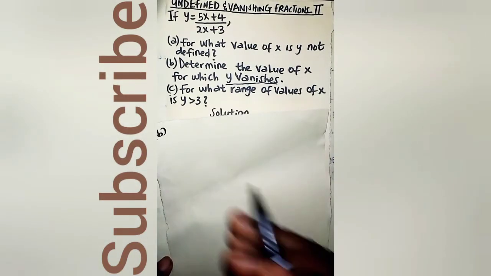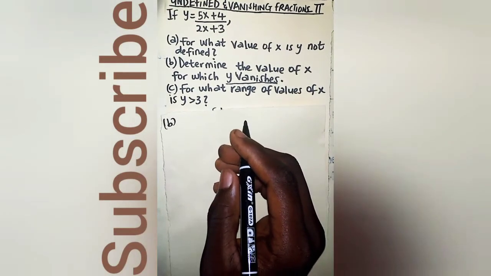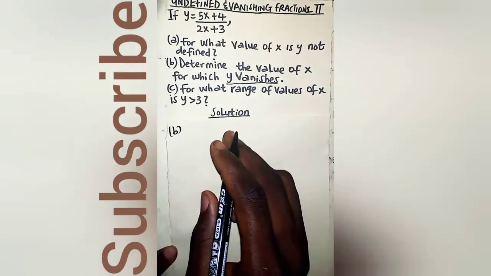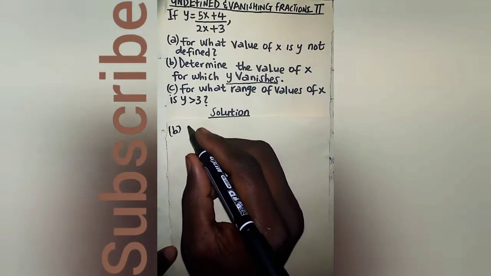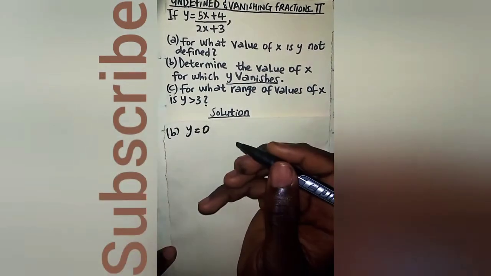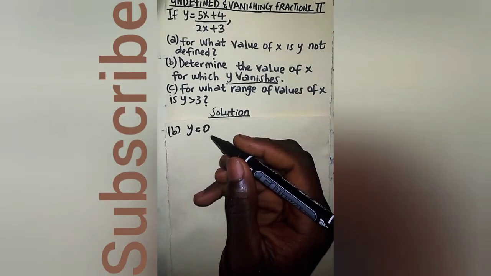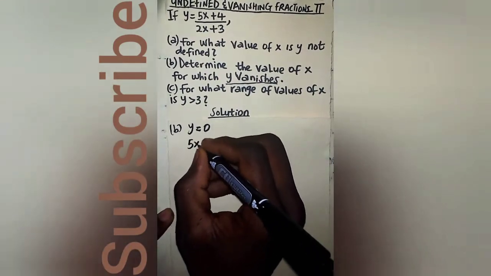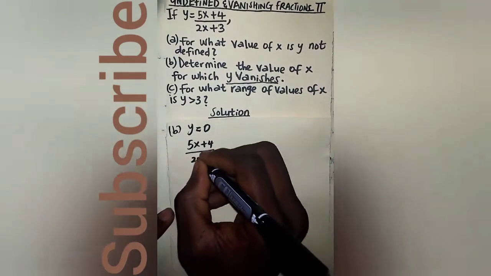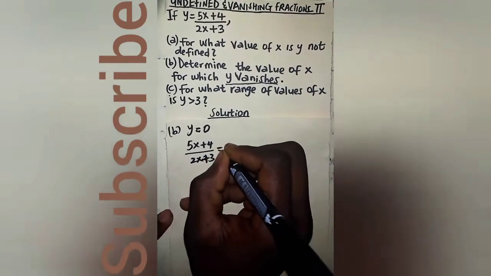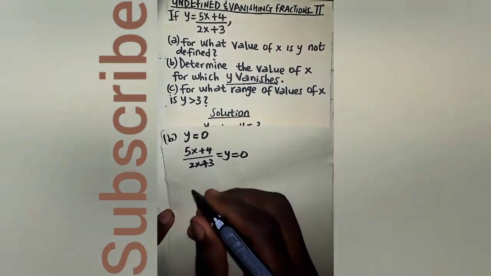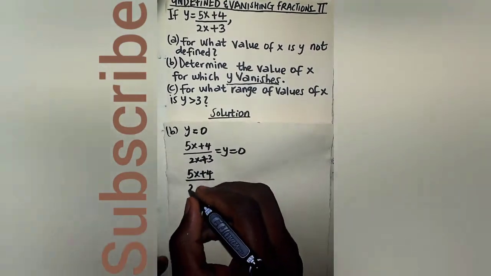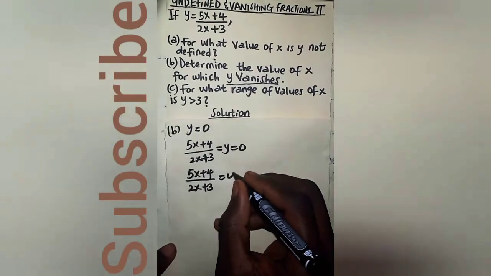Let's see another question. The second question asks us to determine the value of x for which y vanishes. So for y to vanish, it means y equals 0. So when y equals 0, y is said to vanish. So when we have y = (5x + 4)/(2x + 3), but y is equal to 0, it means (5x + 4)/(2x + 3) equals 0.